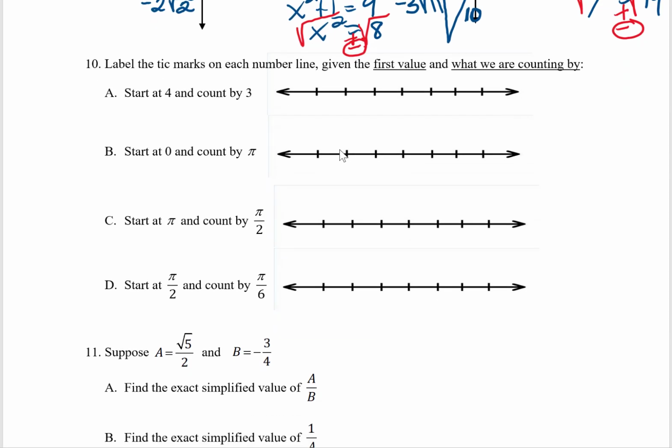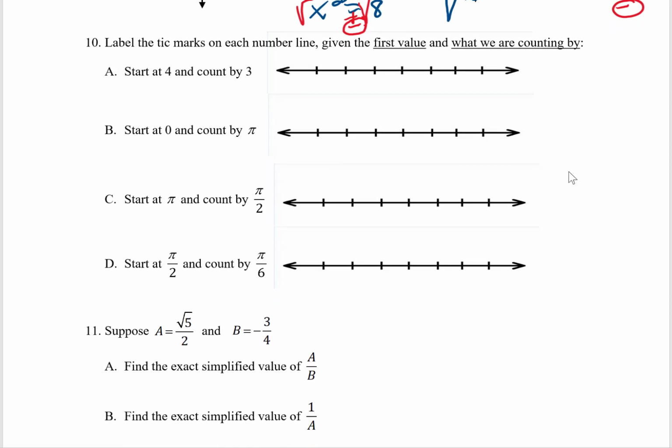Problem number 10, we're doing some labeling on some number lines. Letter A is very easy. It says start at 4 and then count by threes.